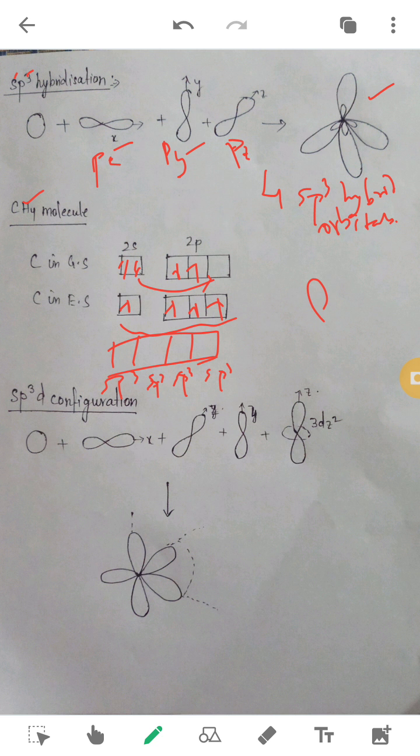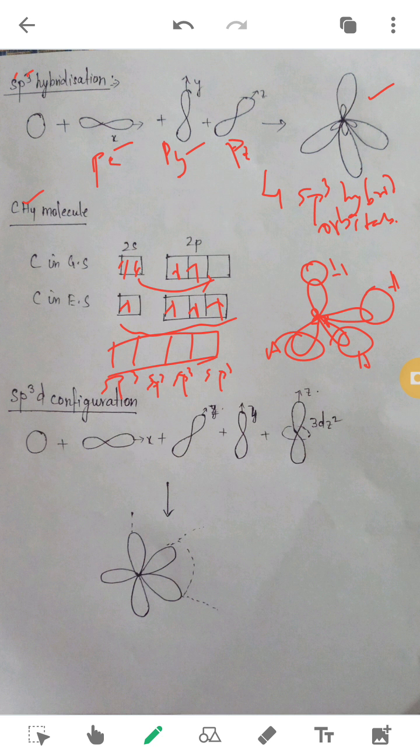So if I draw it, I will try to draw this here with the smaller lobes over here. Okay, and with 4 hydrogen atoms is going for the bond formation. Okay, this is for the 4 hydrogen atoms.